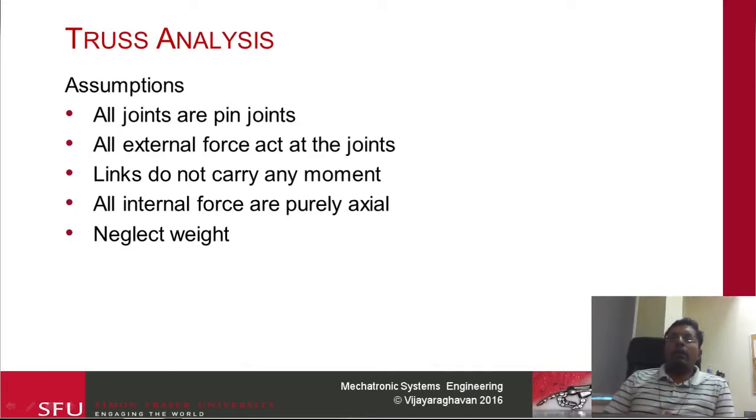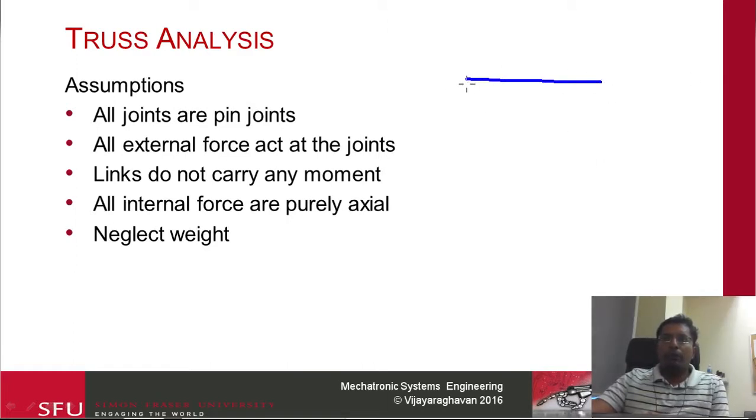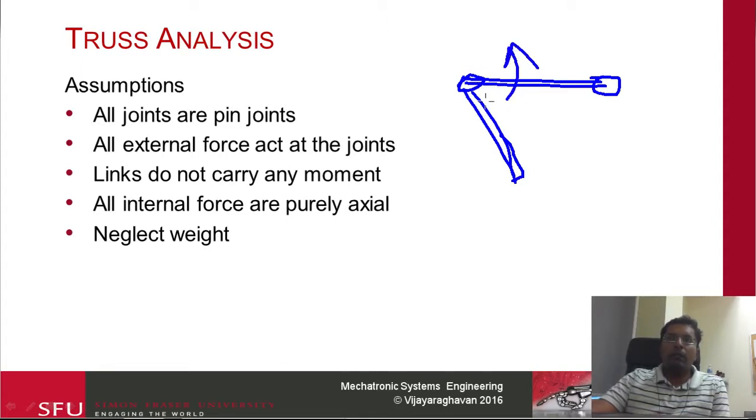So the next thing we're going to look at now is truss analysis. First we're going to look at some of the assumptions that go into the truss analysis itself. So essentially a truss kind of looks like this. And then the first assumption we make is that the joints here, like so if I have another link over here, we basically assume this is actually a pin joint. So what is meant by a pin joint is that this link can freely rotate about this particular joint.